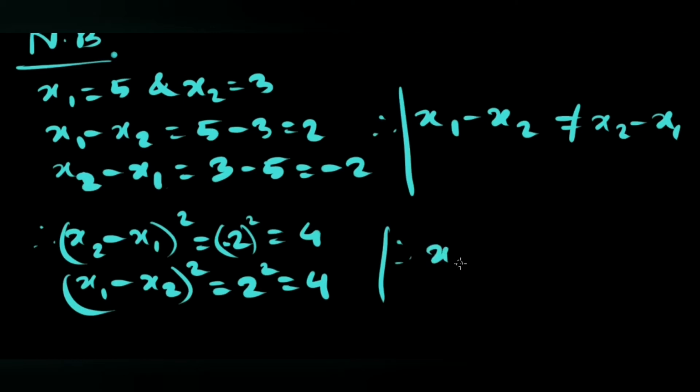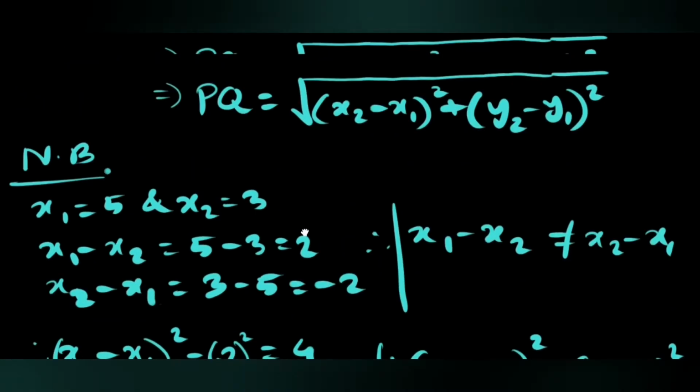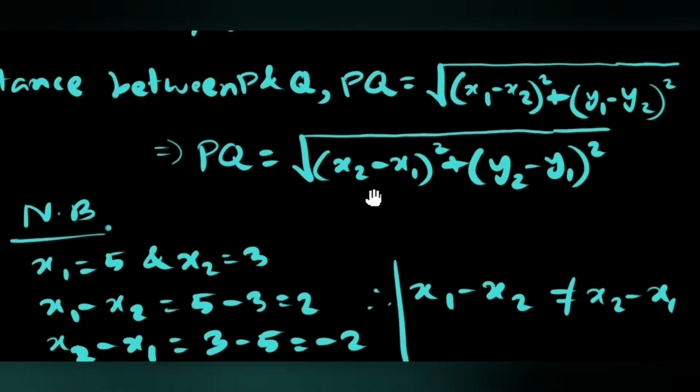So we can say x1 minus x2 whole square is equal to x2 minus x1 whole square. From this proposition, we can find out that there is no difference between these two formulas. So you can write PQ is equal to the square root of x1 minus x2 whole square plus y1 minus y2 whole square, or x2 minus x1 whole square plus y2 minus y1 whole square. However you want to apply, you can use.